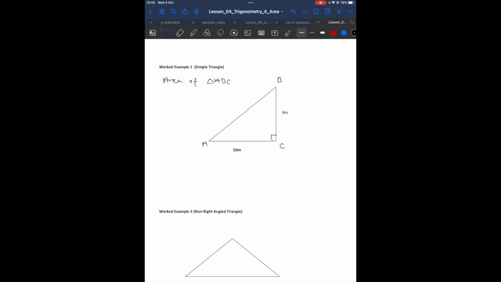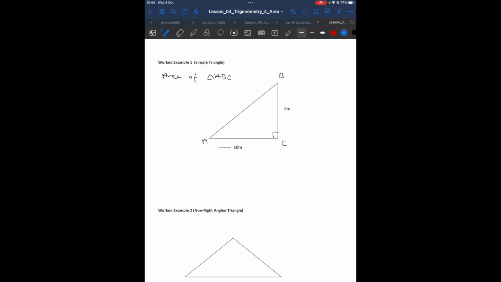So if you look at the triangle that you're given, clearly you can see you're given the base of the triangle, which is 10 meters. And you're also given the perpendicular height of the triangle. Remember, the perpendicular height is the height of the triangle, which is at 90 degrees to the base. So the 8 meters in this case is what we call the height, or the h of the triangle. Remember, h is not the hypotenuse, it's the height. So the formula for working out the area of a single triangle, base times height over 2.